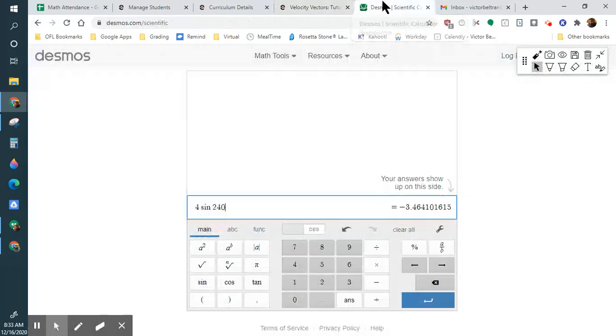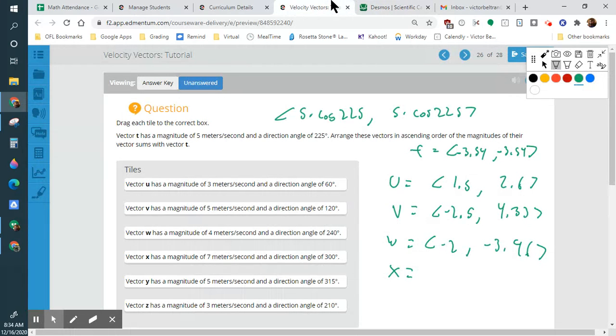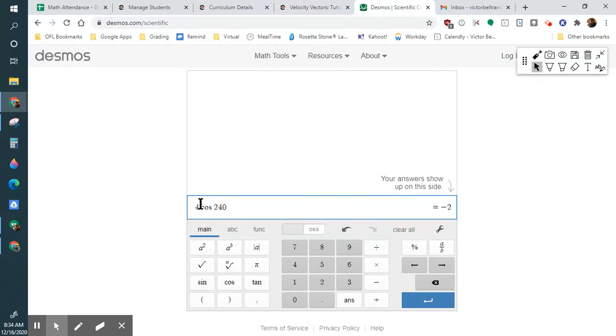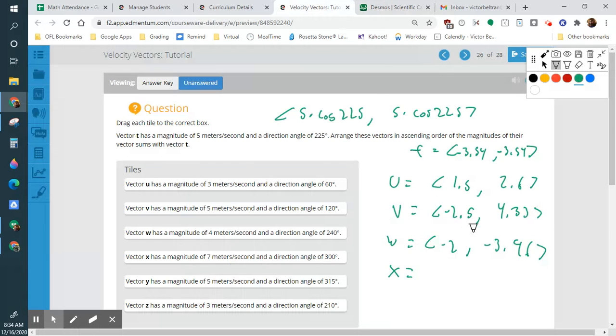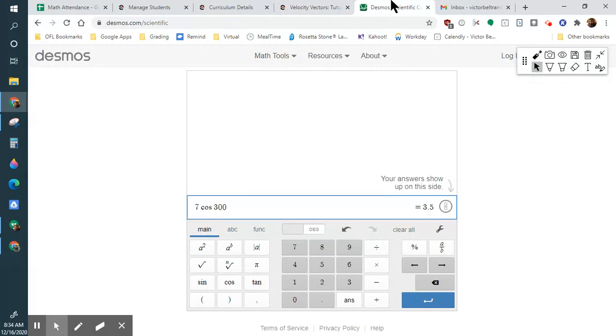Why did they want you to do all this work for such a small part of the thing? Cosine. So that's negative 2. Oh, wait. 7 and 300. So I'm going to change this to a 7 and change this to a 300. So it's 3.5. And then we're going to change this to sine. Unfortunately, it's just a lot of busy work, guys.